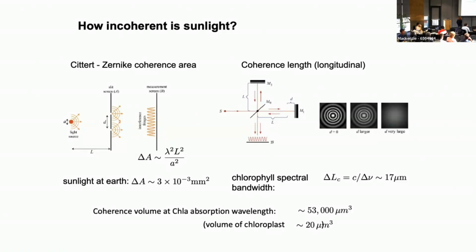Anyway, the bottom line here is that if you take these numbers, which are well known in the literature, and multiply them together, you get a coherence volume, which is something that Wolf talked about a long time ago. This coherence volume is about 53,000 micrometers cubed, which is significantly larger than the volume of a chloroplast. So as far as a green plant is concerned, or a particular chloroplast and set of chlorophylls, a photon from sunlight would indeed be coherent.